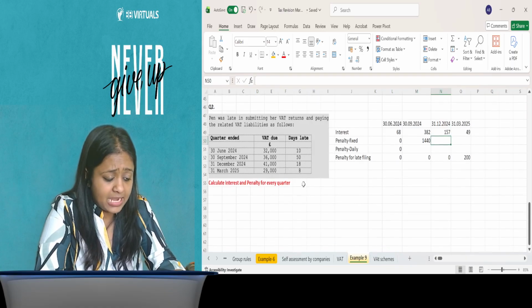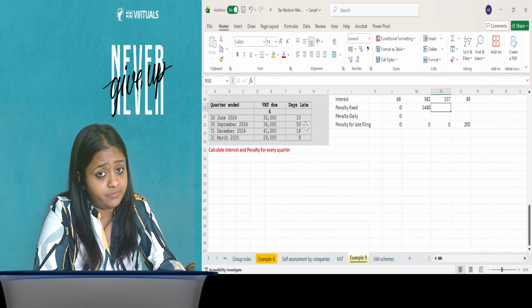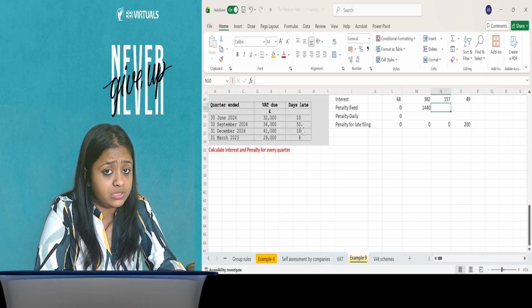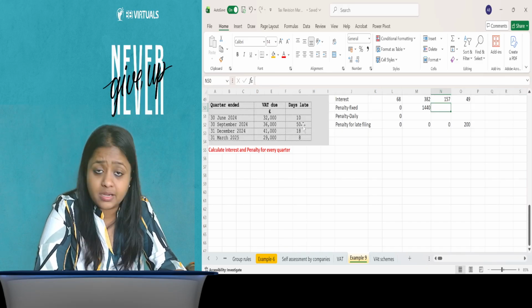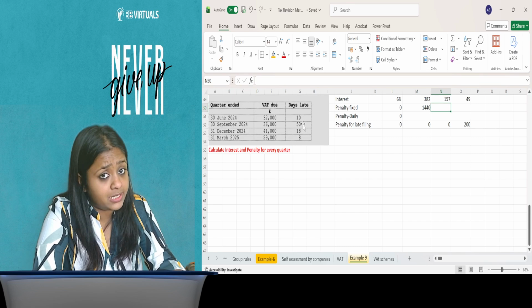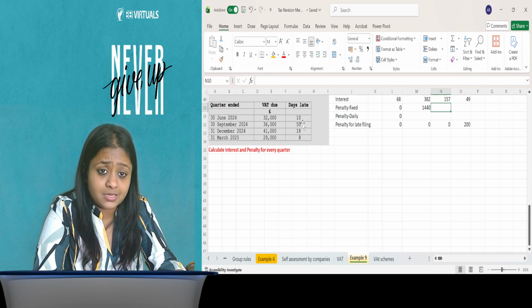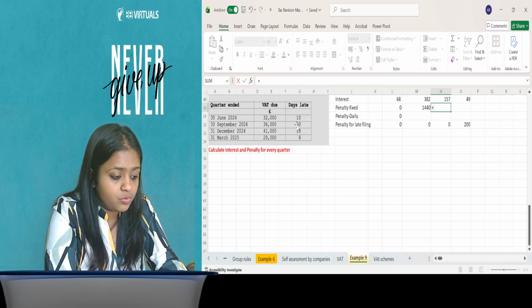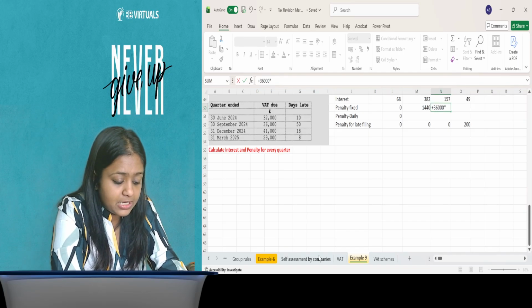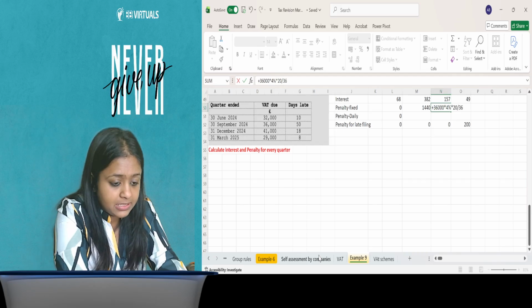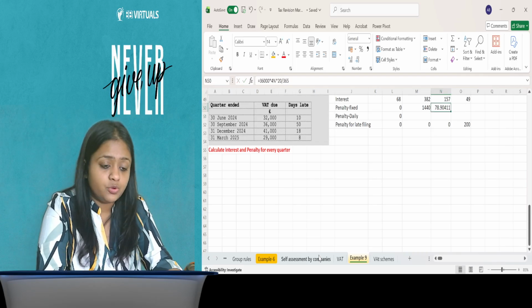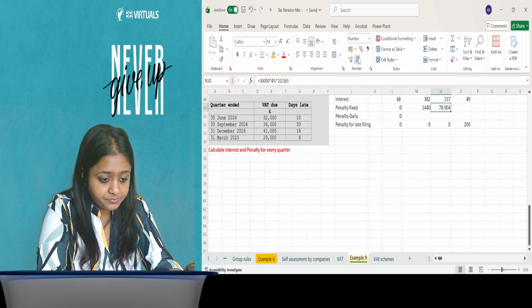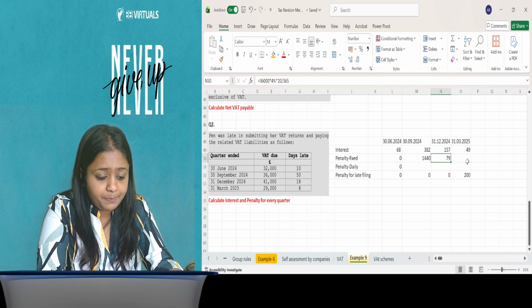Now let's calculate daily penalty. Daily penalty will be there only when it goes beyond 30 days. So beyond 30 days, what is the number of days? 20 days. 50 minus 30 is 20. So here you will do the same way calculation. 36,000 multiplied by 4% multiplied by 20 by 365. Yes, here you will have days calculated. So this is your daily penalty.